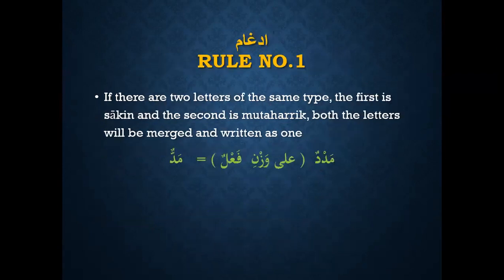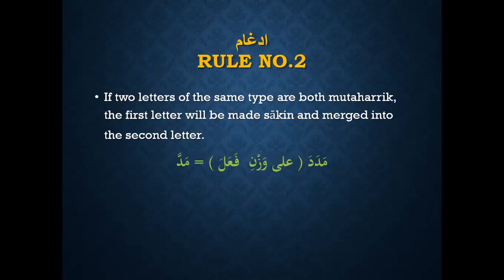And then the rule of idgham: two dals together, for example in maddun, you merge them together into one dal with a shadda sign on top of it, which is this small w type sign called tashdid or shadda. So maddun. And likewise, you do the same with the fi'l. Whatever is under that tashdid sign has two letters of the same kind. The first is always sakina, the second is always mutaharrik. So madada, dal with fatha, dal with fatha. You merge them together, you have to make the first one sakina. So you say madda. You can't say madada, madda.